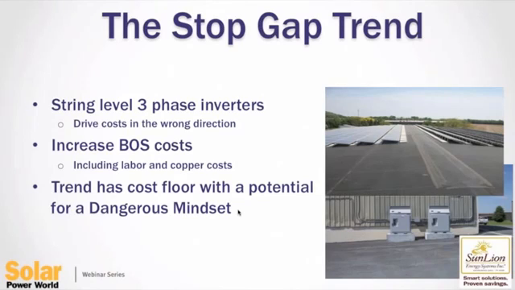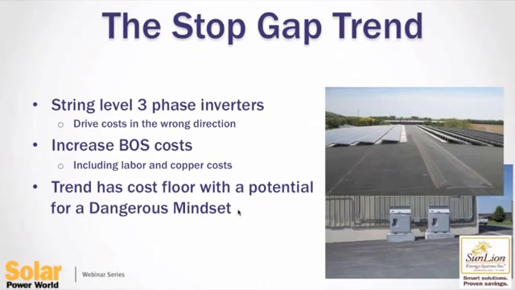So another trend that we see here, and it's kind of been the topic for this year, is these string level three-phase inverters. Many of the inverter manufacturers have decided that, hey, we can make more money if we sell more units that are smaller because it's easier for them to manufacture. Unfortunately, it drives cost in the wrong direction. It increases balance of system costs, increases labor, and it's a bad precedent for the industry to set.